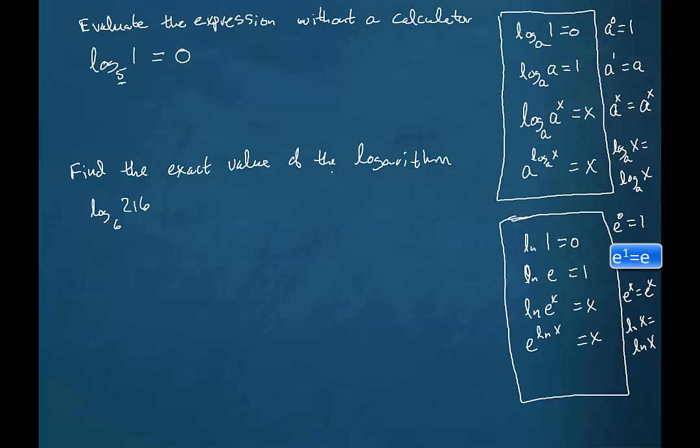This says to find the exact value of the logarithm. Log base 6 of 216. Well, whenever we think of 216, we might think of 6 cubed. And this property, log base A of A to the x is x, says that if this base and this base match, then the whole thing is just equal to the exponent. And we have that here. The log base 6 of 6 cubed is equal to 3.